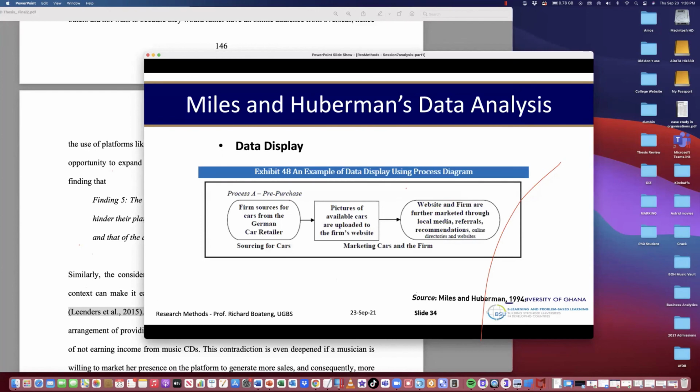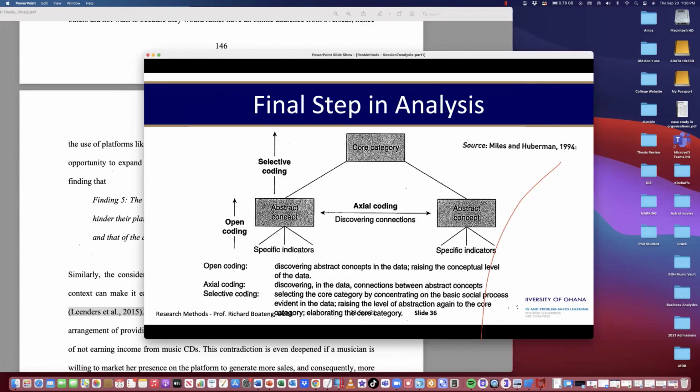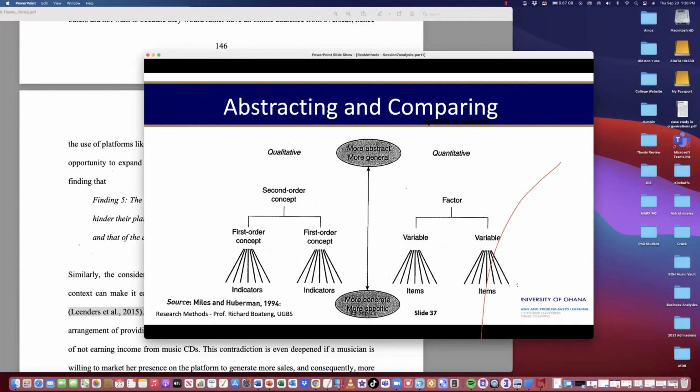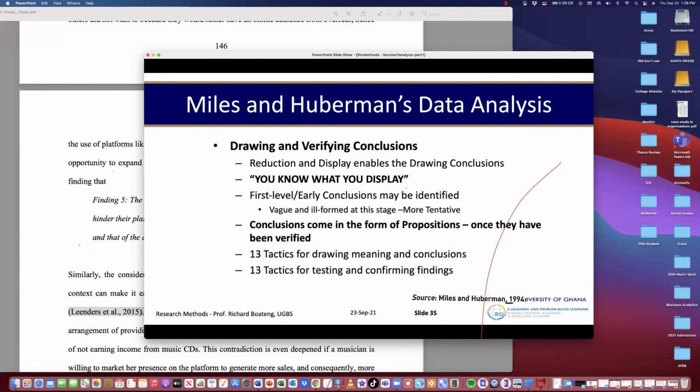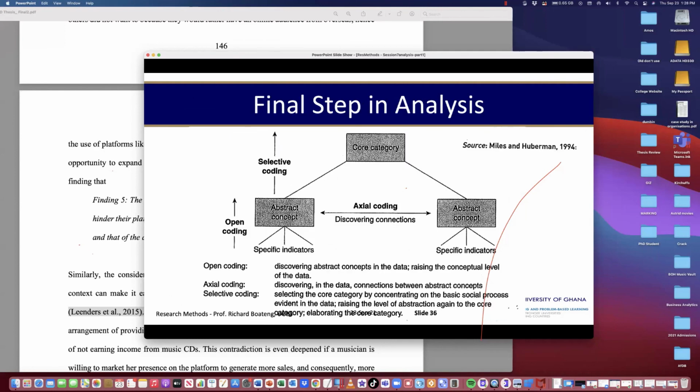Based on what you have displayed, what can you say? What do you know? Miles and Huberman talk about the fact that you should be able to develop early conclusions and after that try to defend them or make them better. So that's what we usually do. We suggest certain relationships, and then as you do your write-up and you find more data, you shape the relationships. You use about 13 tactics for drawing meaning and conclusions, and also about 13 for testing and confirming findings. You can read about them in their work, but I'll give examples as we go on.